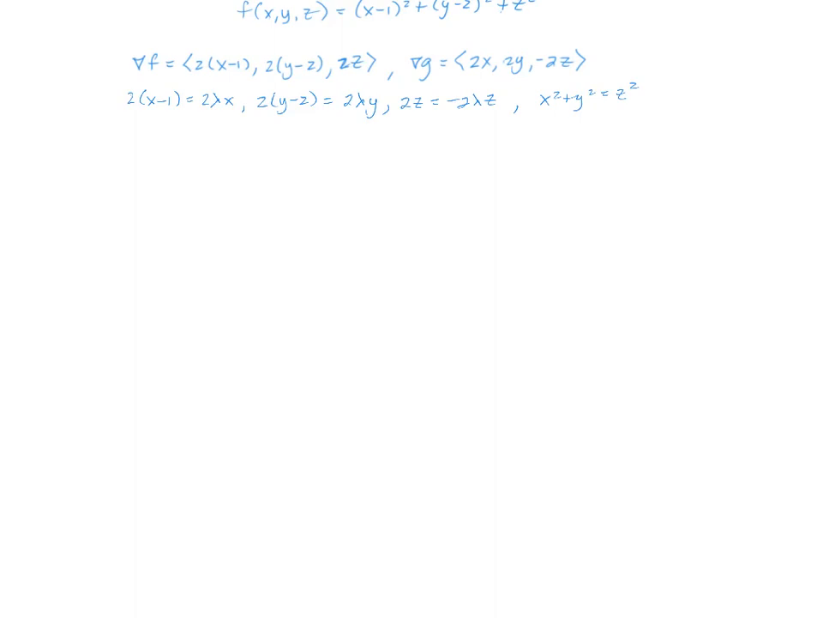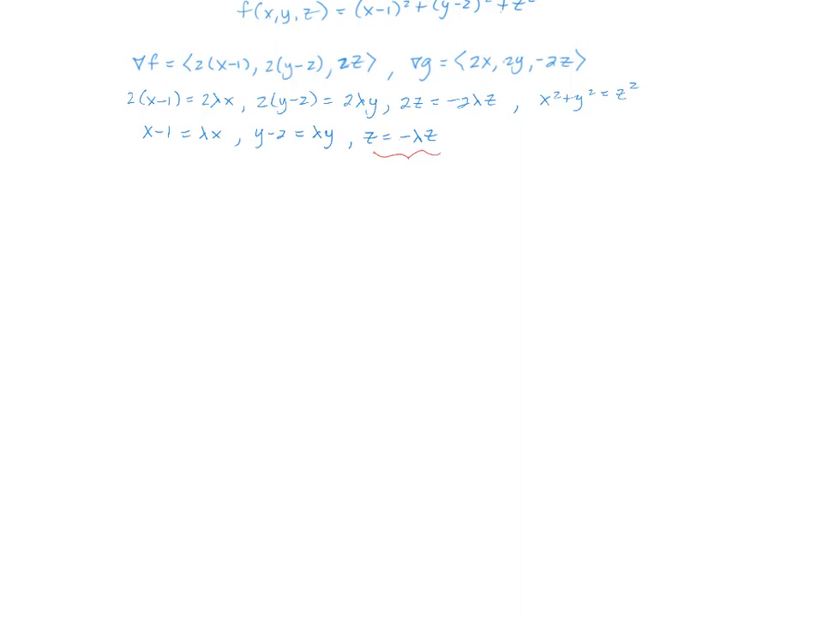It looks like I can divide out the first 3 equations by 2, simplify it further. X minus 1 equal to lambda times x, y minus 2 equal to lambda y, and then z is equal to negative lambda times z. So again, I have a variety of techniques that I can use. When I'm looking at z equal to negative lambda z, that seems the easiest one for me to solve for.